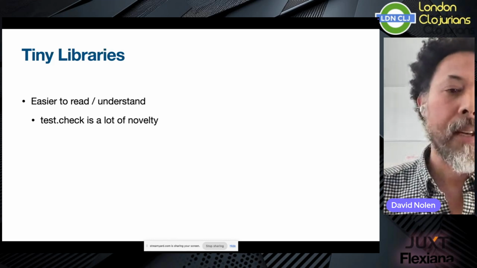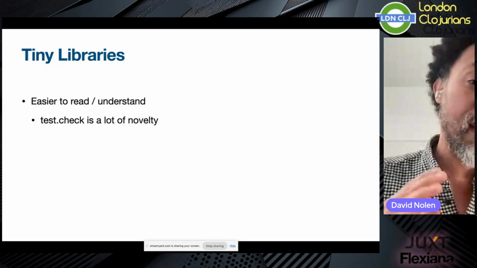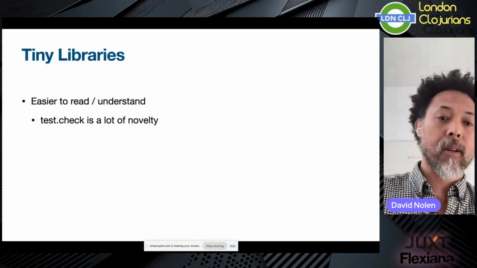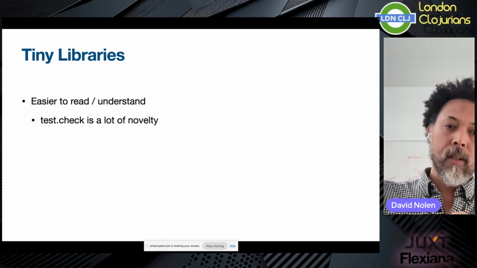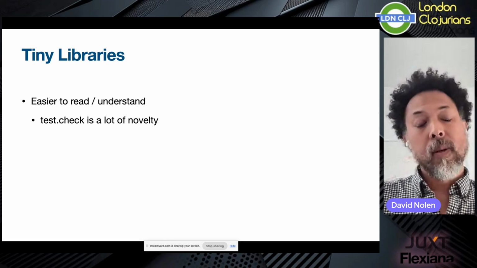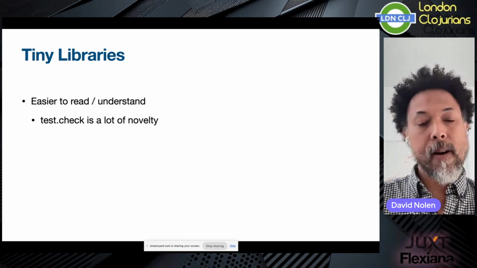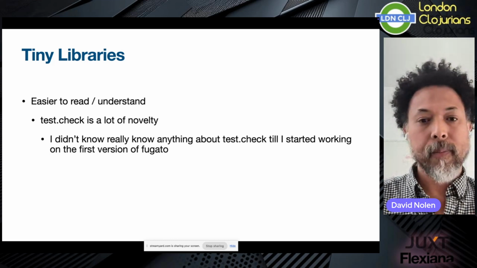I think the main thing to understand is that test check is a bit of a novelty if you're not familiar with it. And for me, until I set out to write the first version of Fugato, I wasn't really forced to understand how test check worked. I actually think that something like Fugato is a pretty good introduction to test check and how it works. And we'll see that you don't need to know that much about test check to be productive with Fugato.